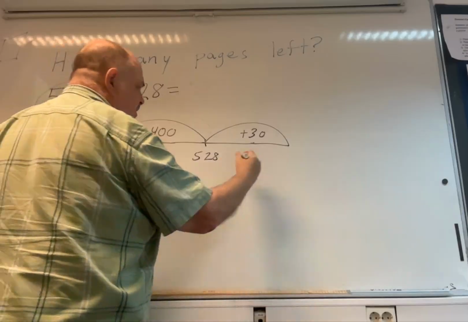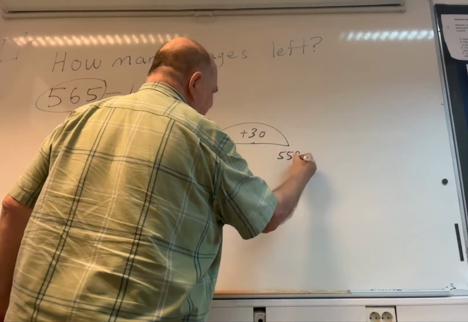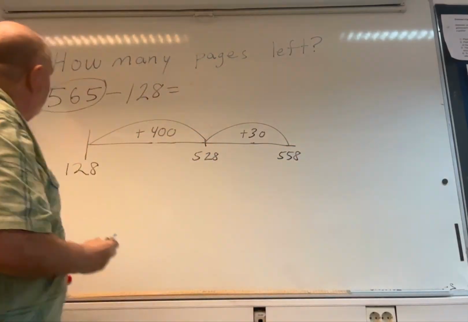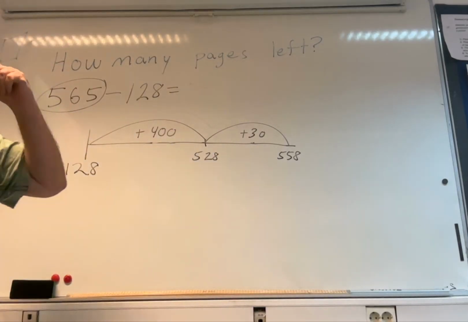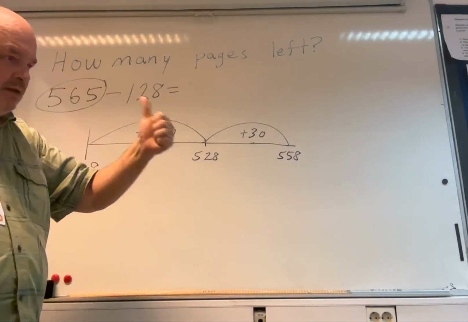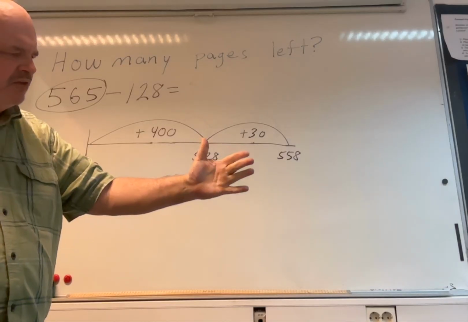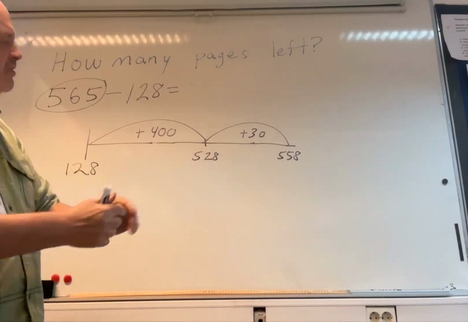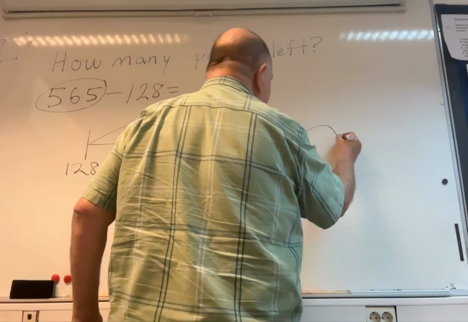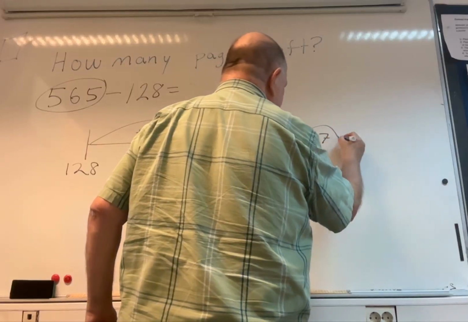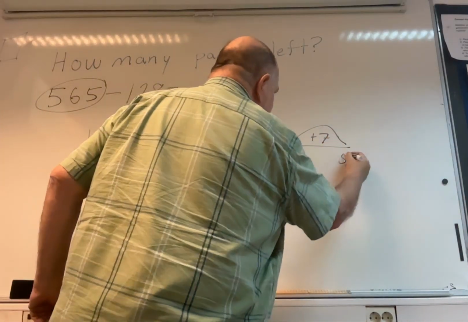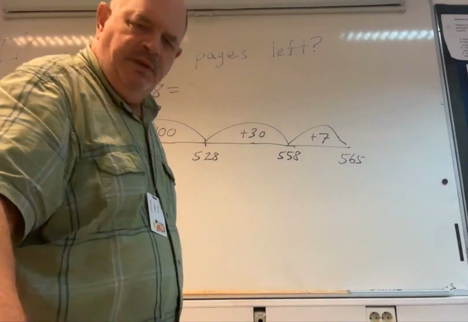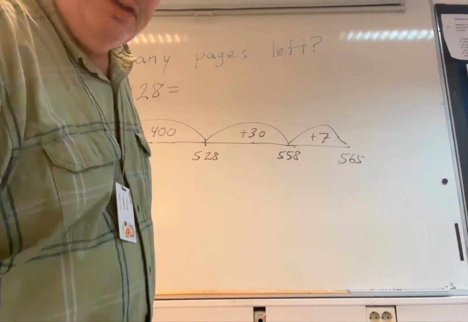528 plus 30 gives me 558. Okay, I'm very close now. 58 to 65. 558. 59, 60, 61, 62, 63, 64, 65, 7 fingers. So I'm going to put that up here, plus 7. And now I'm right there at my target number, 565. You still there? Yeah, it looks like you are.